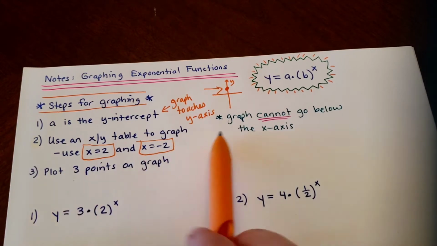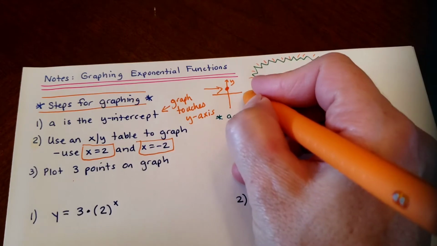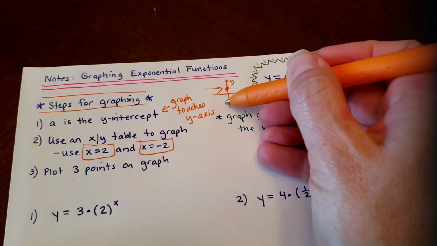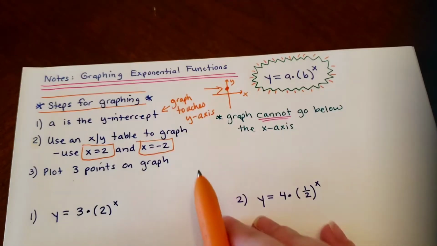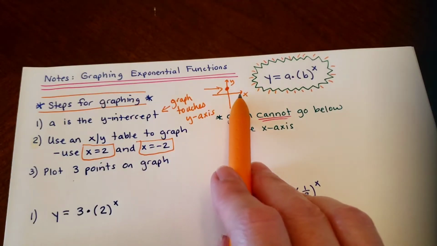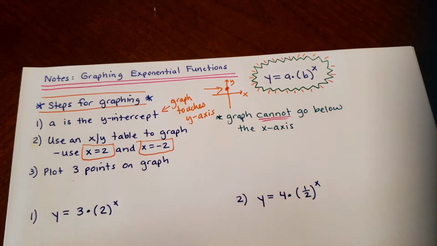One quick thing to mention, though, your graph cannot go below the x-axis. Here's the x-axis. Your graph is not allowed to be anywhere down here. It must stay up on top, okay? So as we graph these, you might get really close to the x-axis, but you're not allowed to come down here, okay?